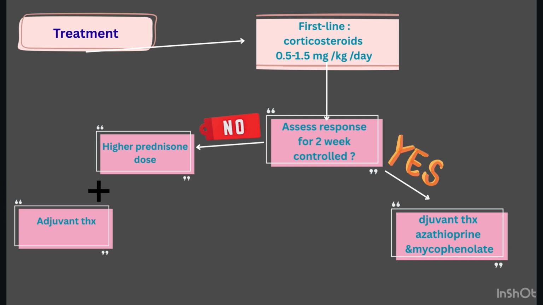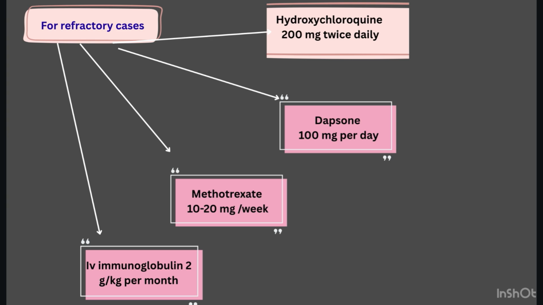So there is controversy between giving it early or only for resistant patients. In cases where the patient is not controlled, we give higher doses of prednisone, and adjuvant therapy is still considered, as we said earlier. For refractory cases, we have multiple options like hydroxychloroquine, which is 200 milligrams twice a day, or we can give dapsone, methotrexate, or IV immunoglobulin. And another drug that is not mentioned here, but we can give, is rituximab.